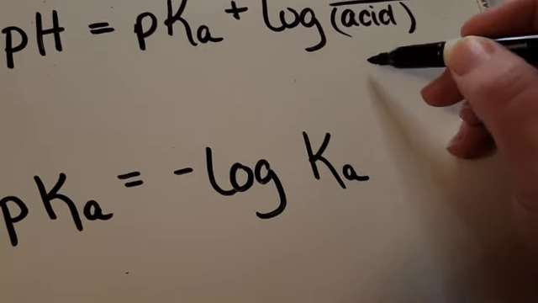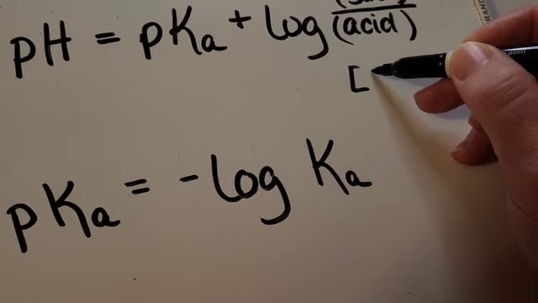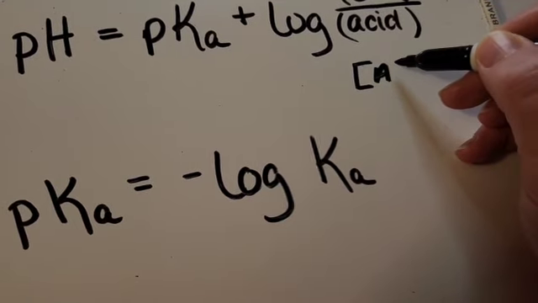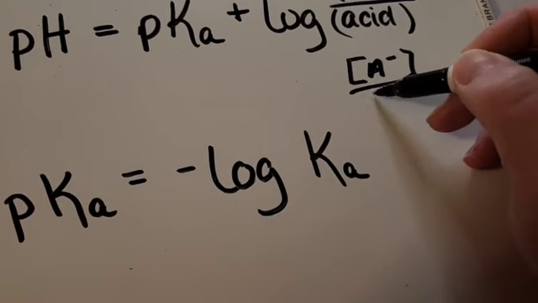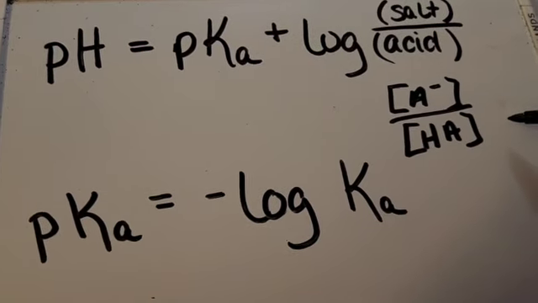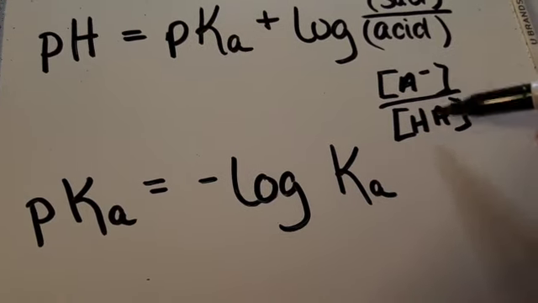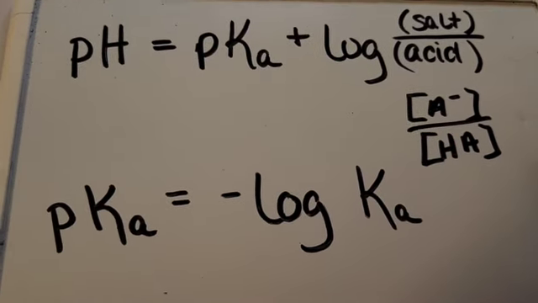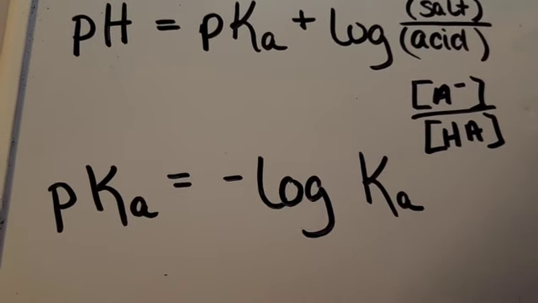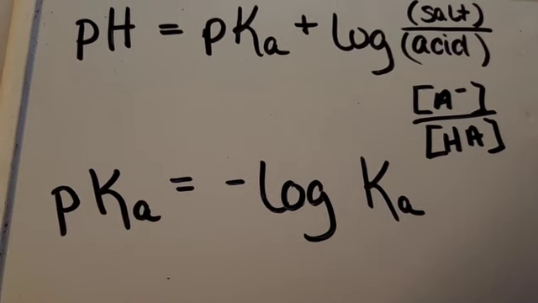But you could write the conjugate of the acid, which is going to be your A-, over the concentration of HA. So this is the generic acid and this is its conjugate or its salt. You could sub that in if that makes it any easier for you to remember. Just remember, when you're doing problems with bases, you're going to have the base's conjugate acid over the base itself.